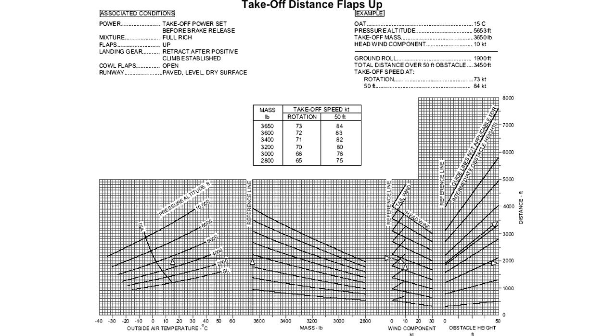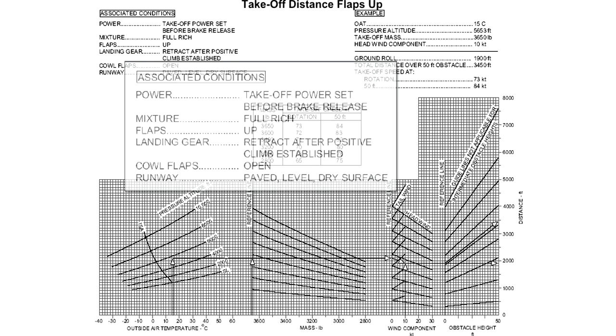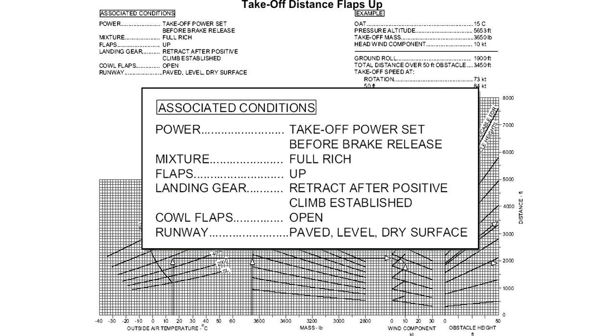Firstly, the title of the graph indicates that the graph is for calculating the takeoff with no flaps selected. For other flap settings, you may have to consult another graph. Next, take a look at the associated conditions, paying particular notice to the power and flap settings as shown here. Also notice that this graph assumes a runway that is paved, level, and dry. If the runway conditions required for a given calculation are different, then corrections will need to be made to the values this graph will give. We briefly saw these correction factors earlier.